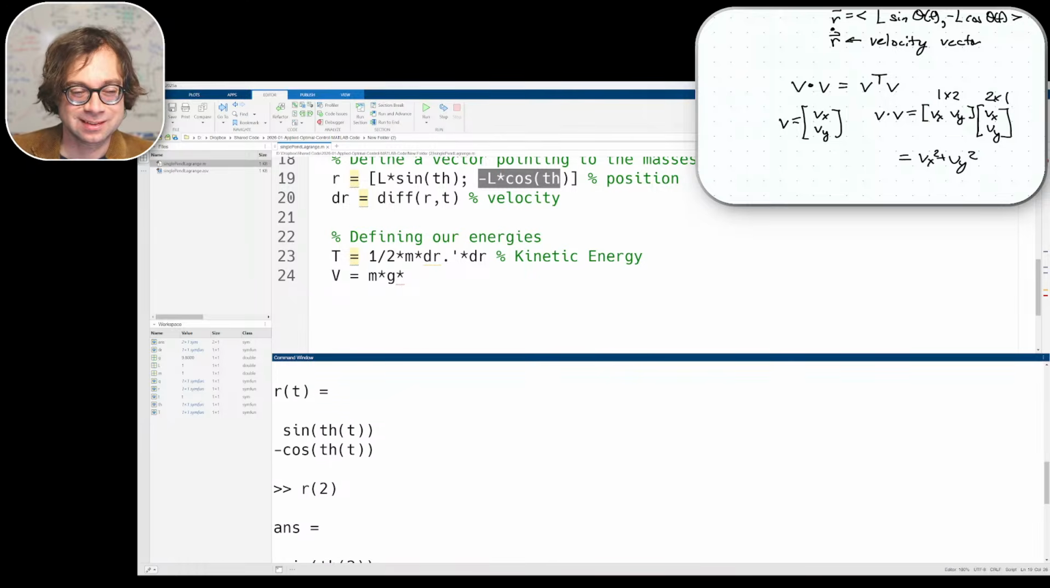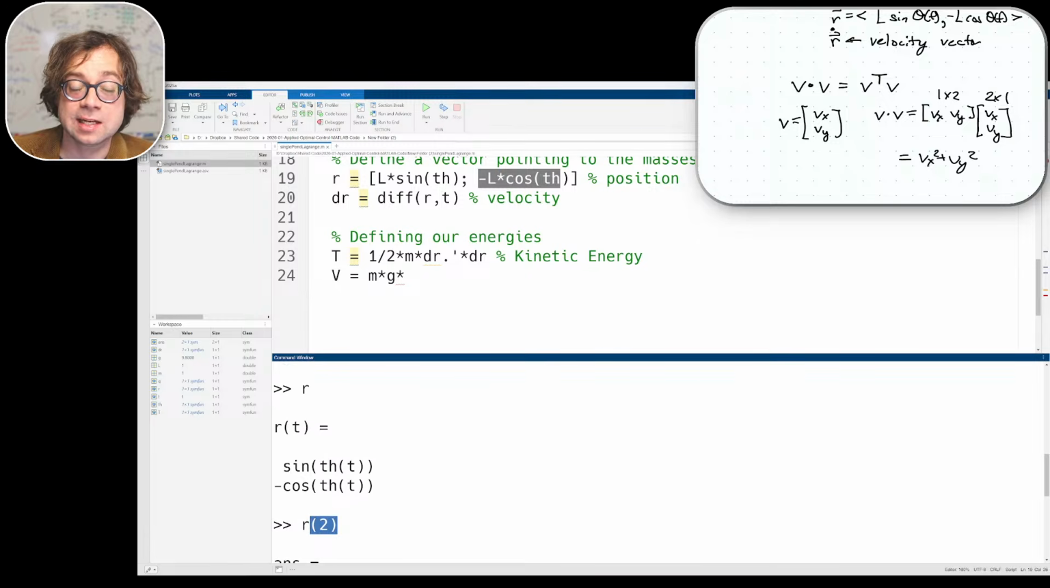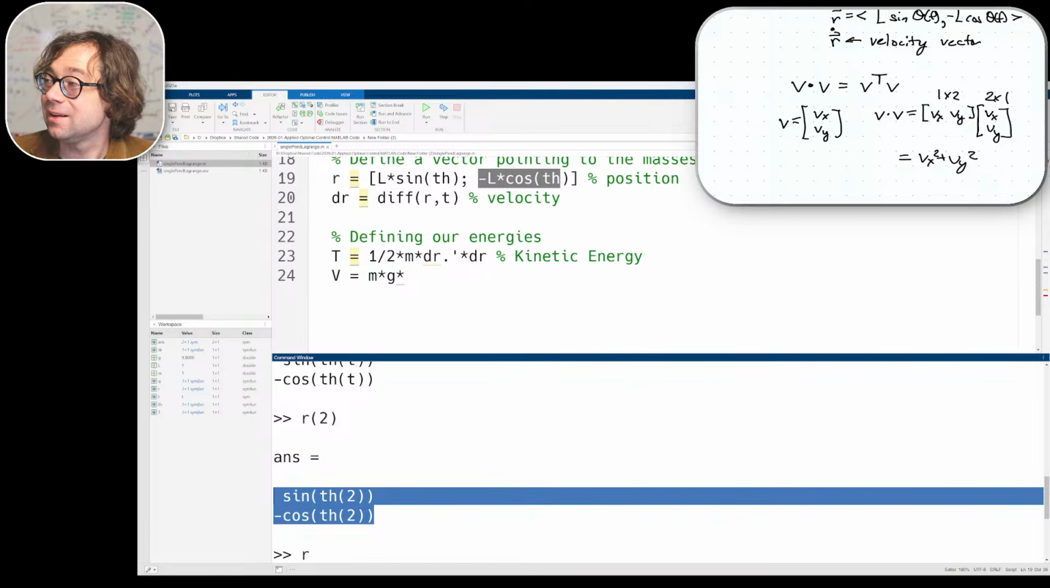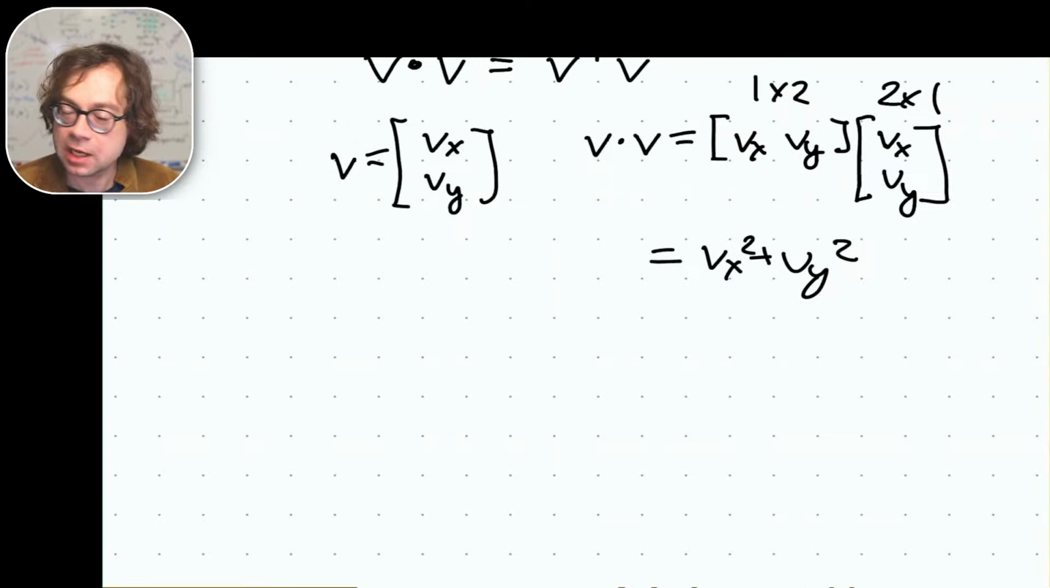What? Well, my friends, what is r? It's a function of time. So when you say r open parentheses 2, the symbolic toolbox thinks you want to know what r is at time equals 2, and it gives you that. Interesting? You don't want that. We just want that second element. How do we get that second element? I'll show you another trick. Another linear algebra trick. Anyone fascinated by these tricks yet?